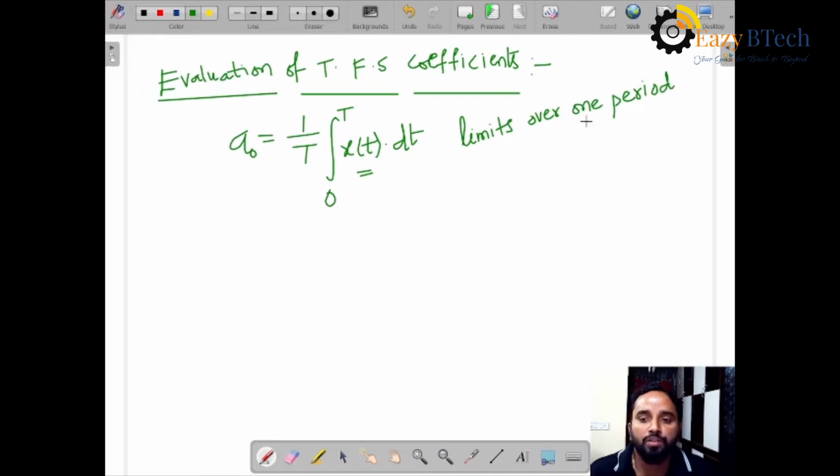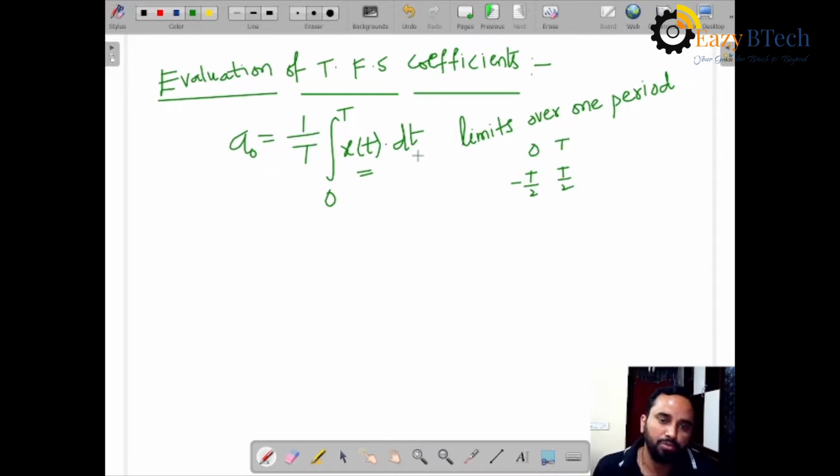Integral limits are over one period. That means you can take 0 to T, or you can take minus T by 2 to plus T by 2. Right? One period. Don't get confused. So limits are over one period.